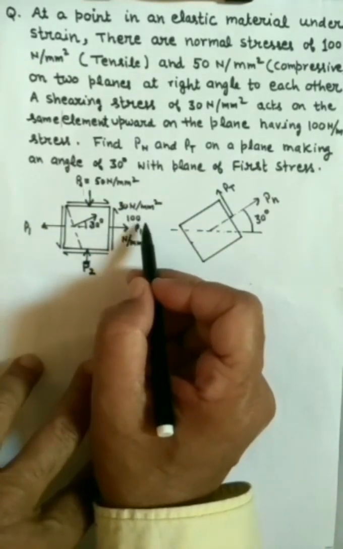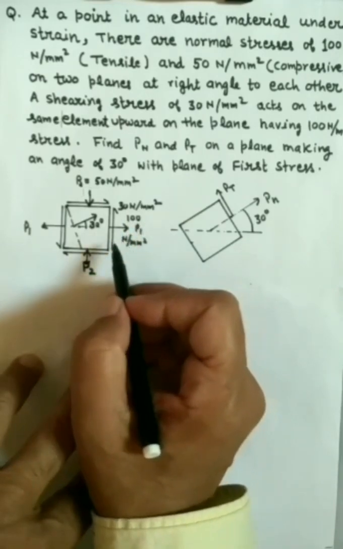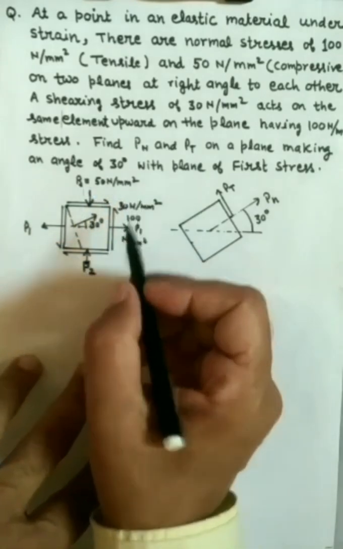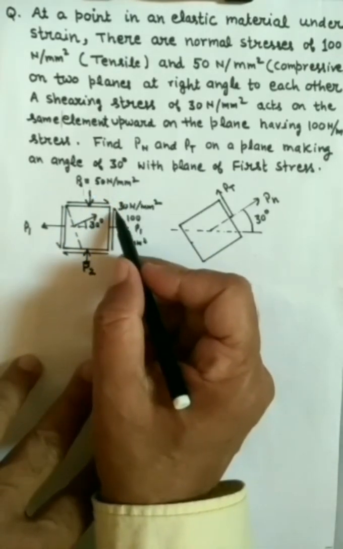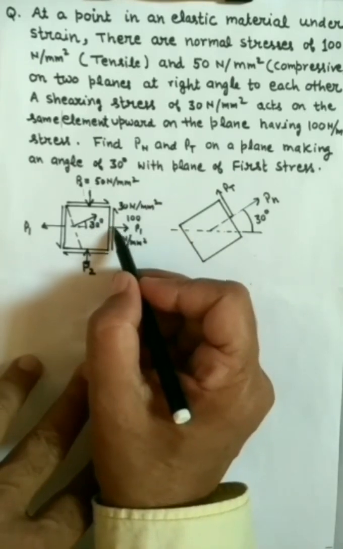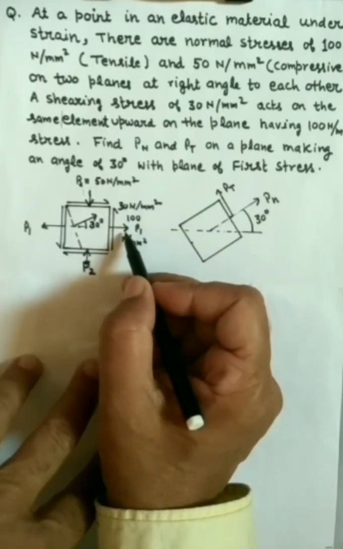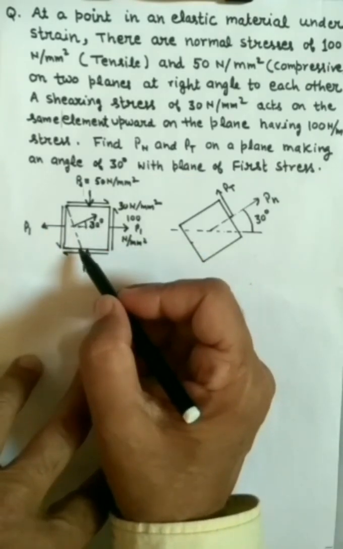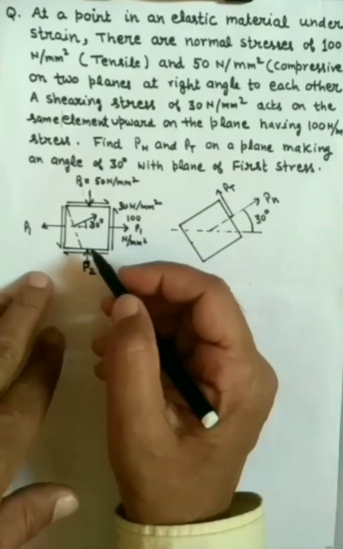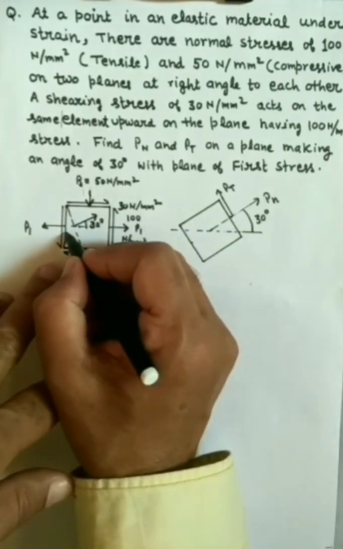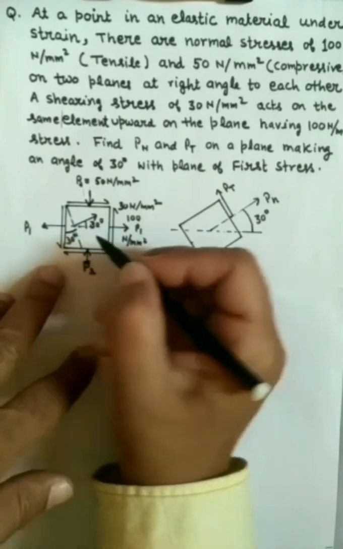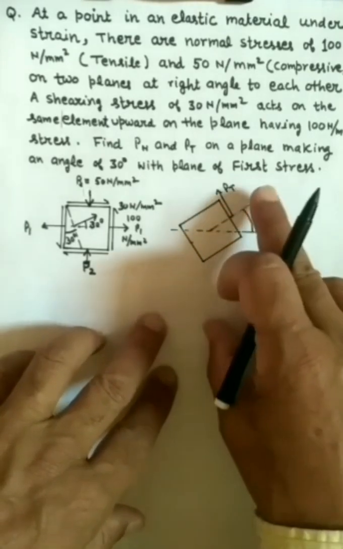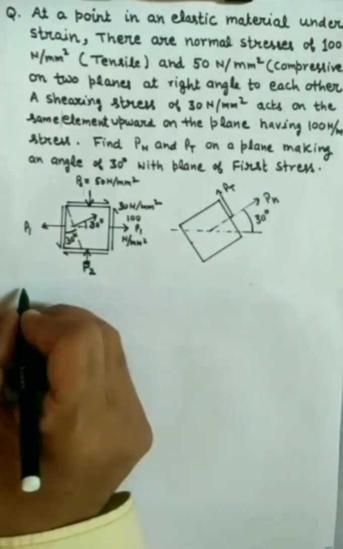First stress P1 is this, which is tensile and plus 100 Newton per mm square. The second stress P2 is compressive, so it is minus 50 Newton per mm square. Shear stress is upward on the plane of 100 Newton per mm square stress, so it is positive, and a plane is inclined by 30 degree, so its normal will make 30 degree from the axis X or the direction of P1. We have to find Pn and Pt on this plane.